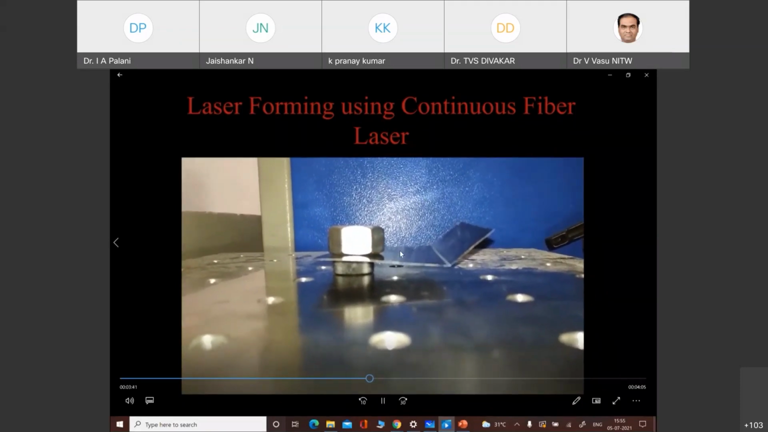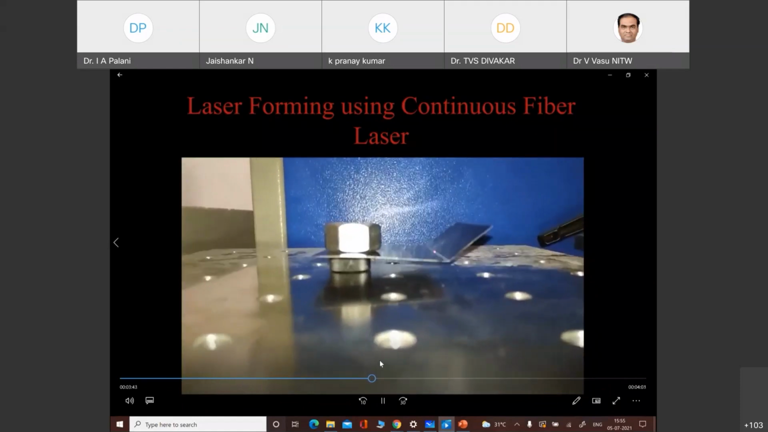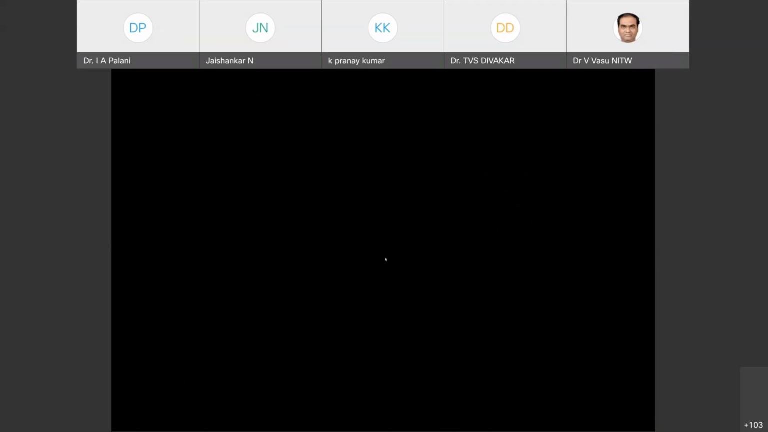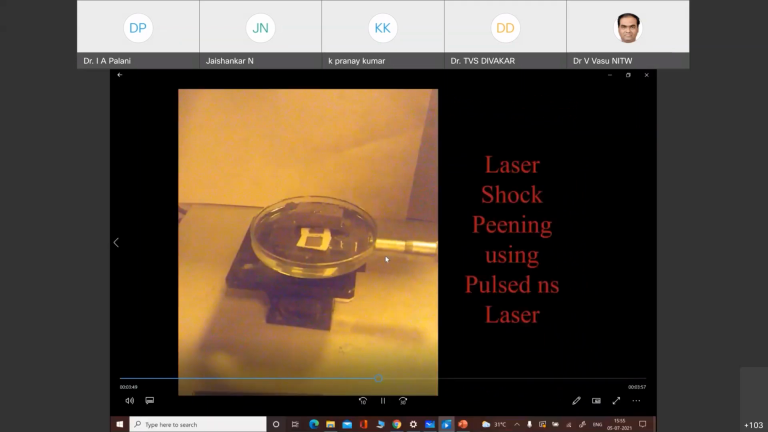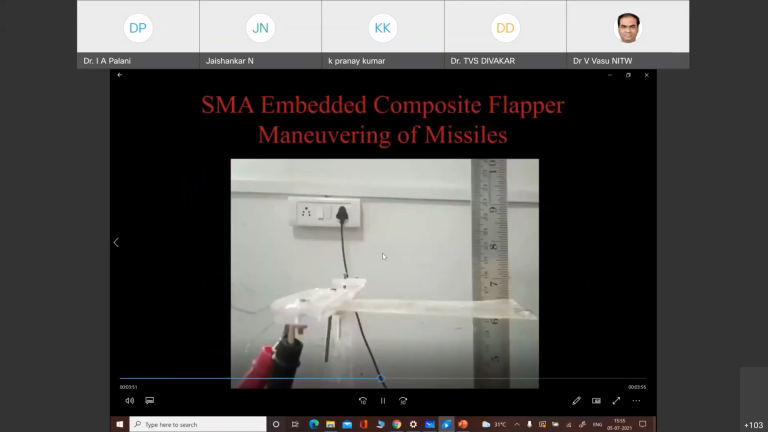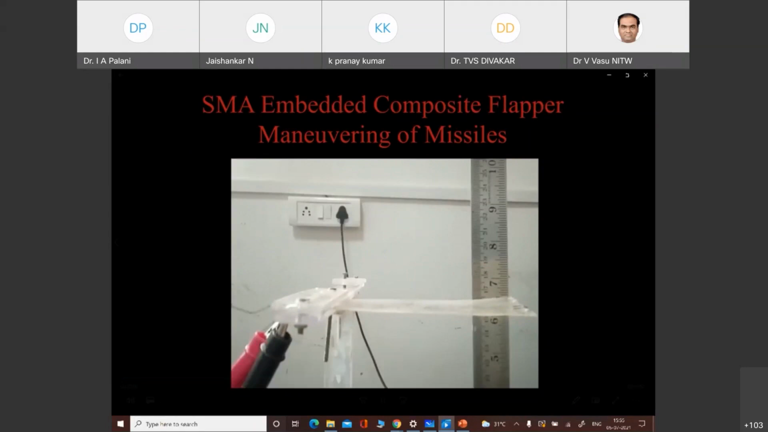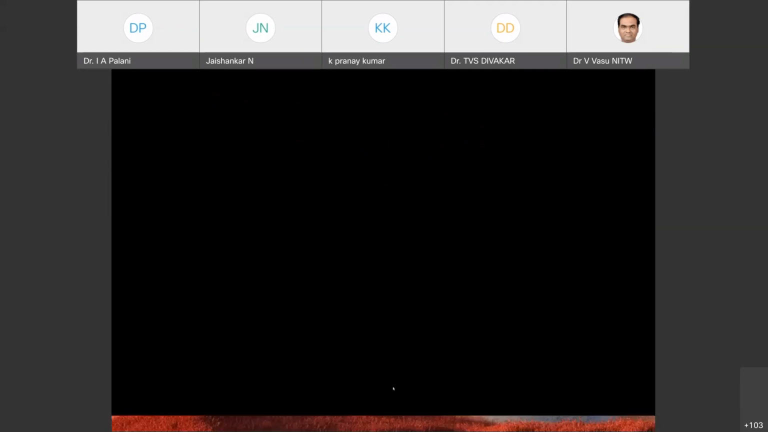And you have to quantify it. This is a kind of laser-based shock cleaning process which we have employed in our lab. This is an SMA-based composite flapper which can be used in missiles. This is a kind of DRDO project which we got. We have already performed it and we have transferred the results to them.